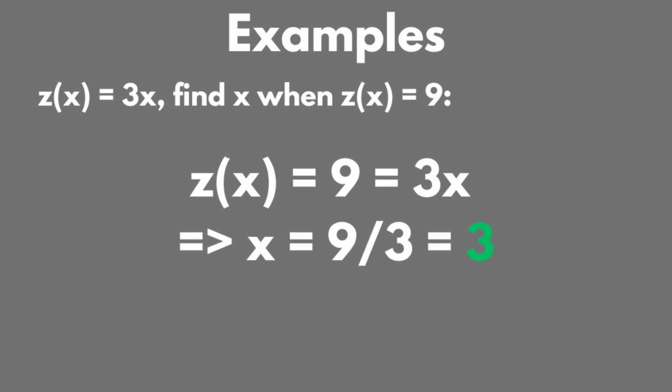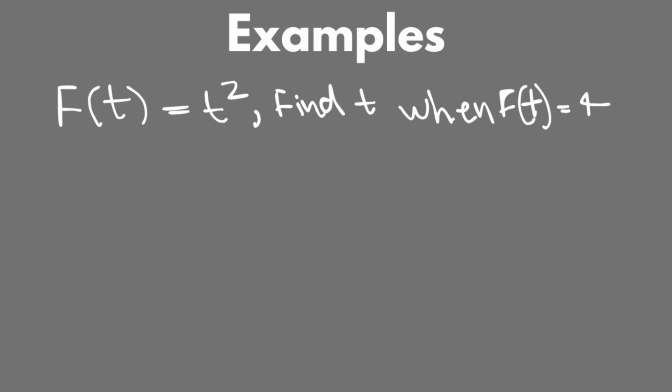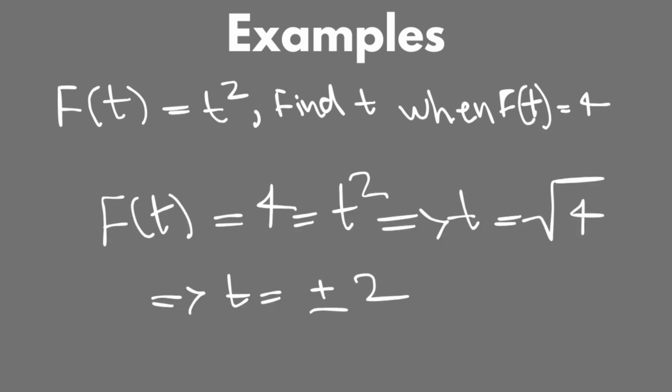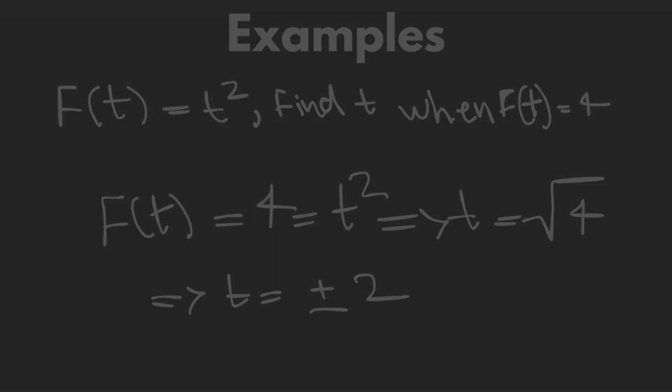Have in mind that each output can be resulted by different inputs. So you may find 2 answers when finding the input. Like, if f of t is t squared, find t when f of t is 4. In this case, you will say t squared is equal to 4. So t is the square root of 4. The result of that is both positive 2 and negative 2. And that makes sense because 2 squared is 4 and negative 2 squared is also 4. So we saw that one output could have 2 inputs.